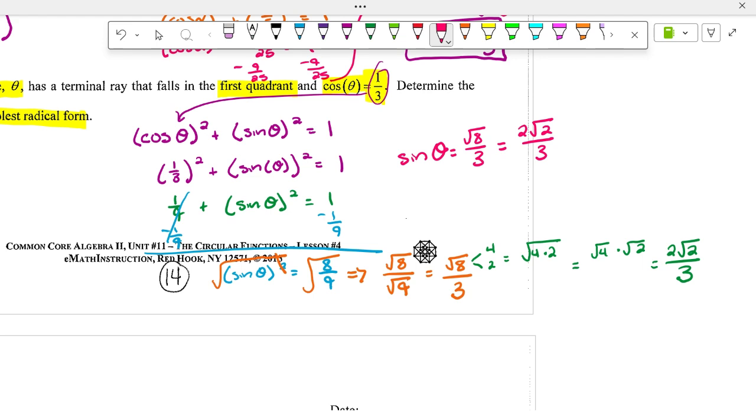Now, it said it lies in the first quadrant. So do I leave it positive or do I need to change it to negative? Positive. Stays positive. That y value in the first quadrant is always positive. Any questions?